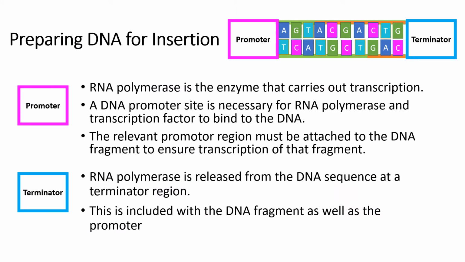Before we can insert our DNA or gene into a new organism's DNA, normally a bacteria, we have to add what's called a promoter site, and we have to add what's called a terminator site. And the reason for this is that for normal replication through transcription and translation, you have to have promoters and terminators for the ribosomes to recognize, so they know where a particular gene starts and stops.